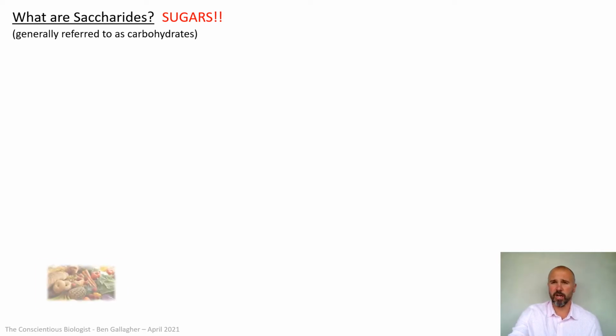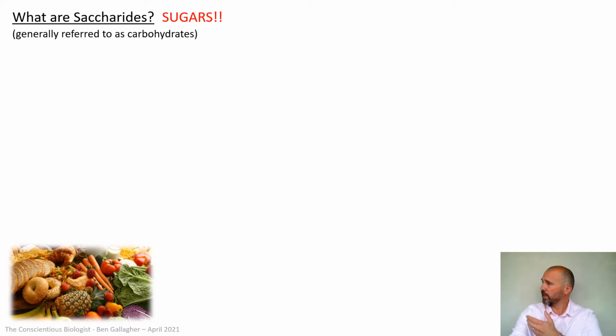So let's start off very basic with just the question, well, what are saccharides? Well, saccharides are just sugars, or more commonly we refer to them as carbohydrates. Now, when you think of carbohydrates, I would hope that you think of things like this: potato, rice, pasta, bread, fruit, vegetables, things like that. Those are all loaded with natural sugars, big chain carbohydrates that give you lots of your energy.